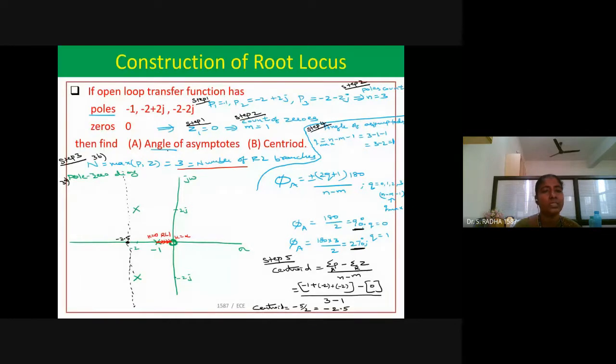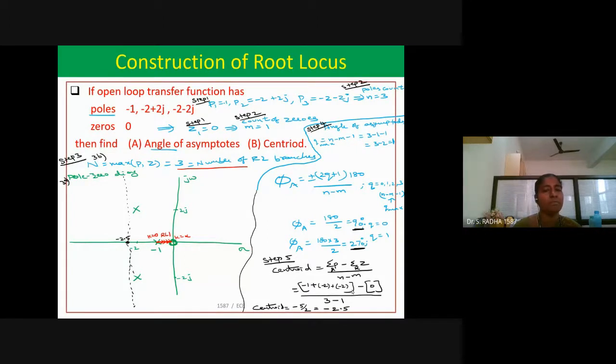Now, as per the question, part A is the angle of asymptote. In step number 4, we calculated the angle of asymptote. And part B is the centroid value, -2.5. So this is the asymptote and centroid calculation.